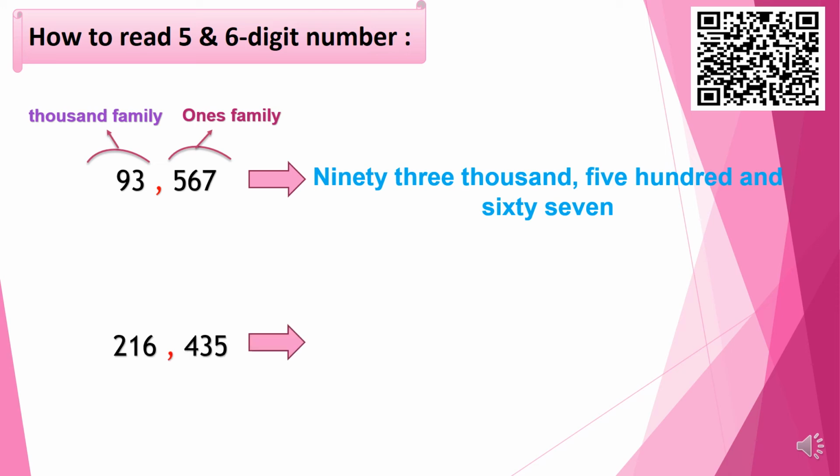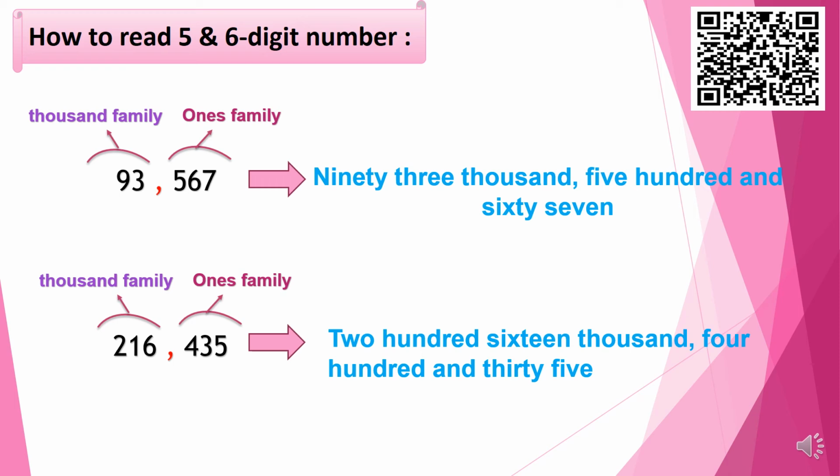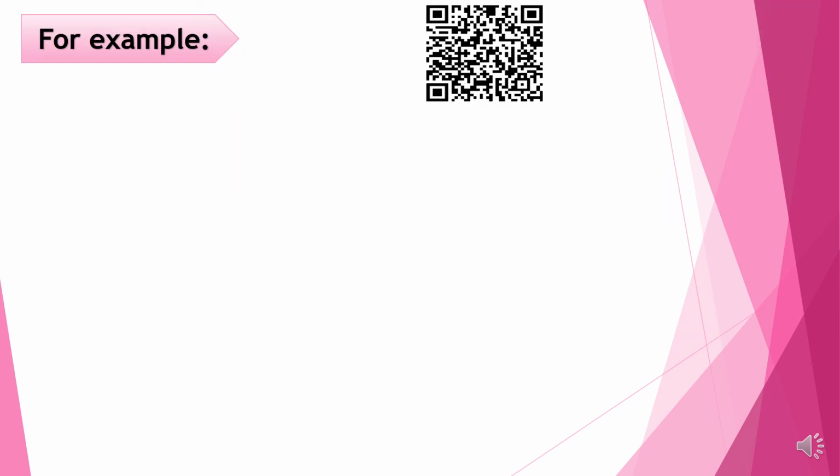Okay. Another example. We have here 6 digits. Never mind, we have 2 families: the family after the comma and the family before the comma, the thousand family and the ones family. We start reading from the left. Read the thousand family first. And when you see a comma, say thousand. So let's read the thousand family. 216,000, 216,000, 435. 216,435.